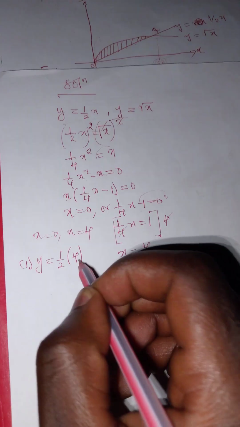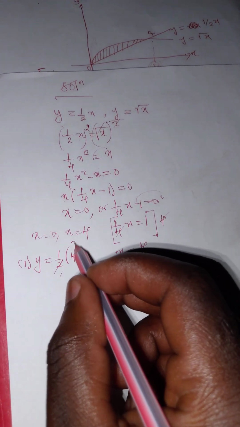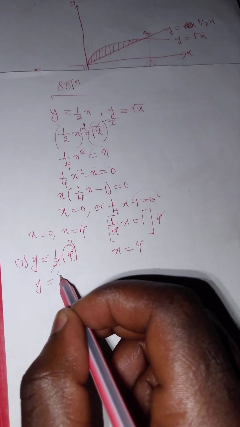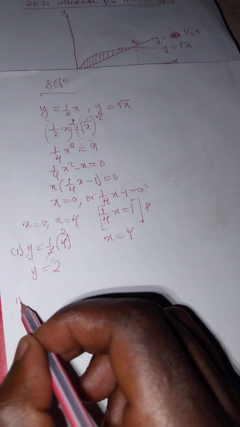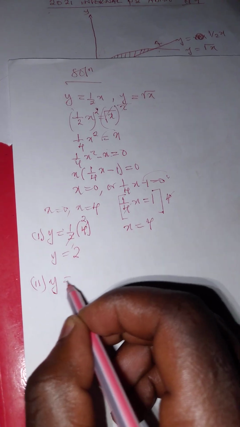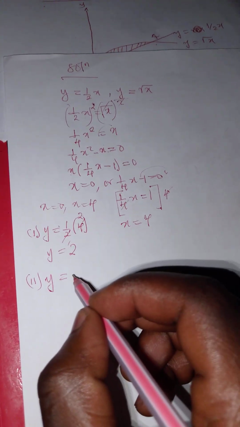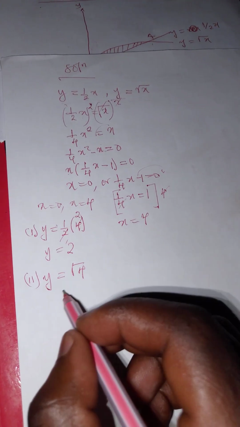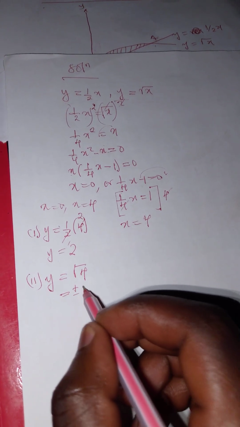I'll start with 1 over 2x. Where there's x, I put a 4. So 1 over 2 times 4, y is 2. Then let me also use the other one. y equals the square root of x, it will be the square root of 4. So this is going to be positive or negative 2.